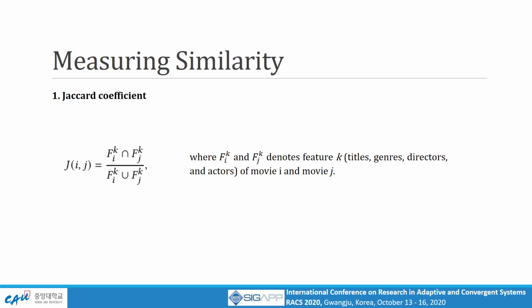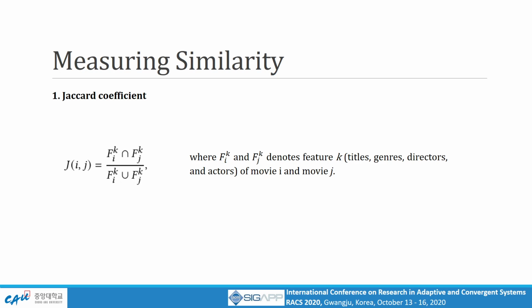For measuring the similarity, we separate the features into groups. The first group is title, genre, actor, director, and the second group includes plot. So for the first group, we use the Jaccard coefficient to measure the similarity, and the cosine similarity for measuring the second group.